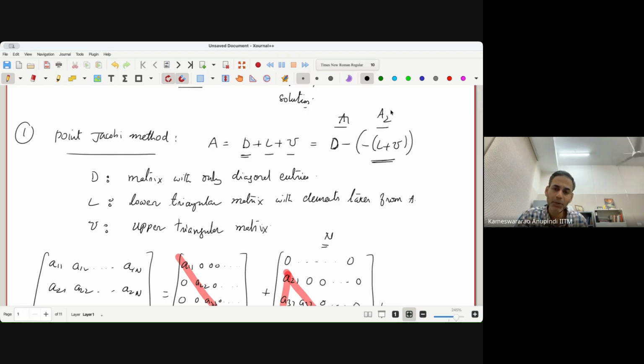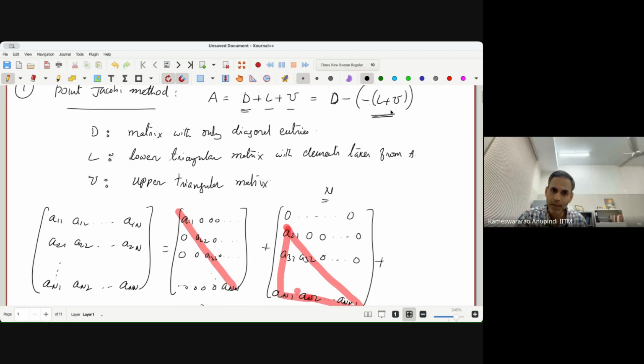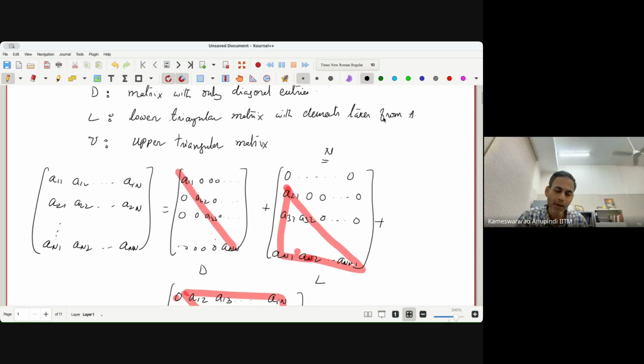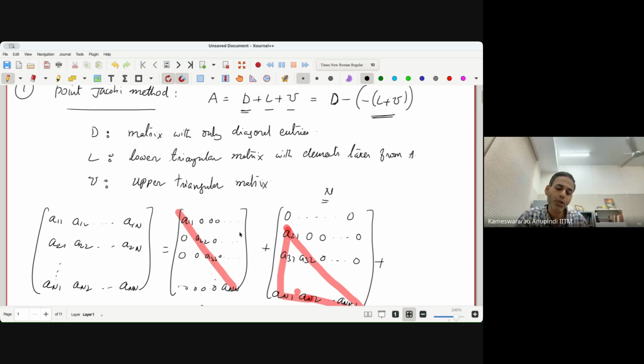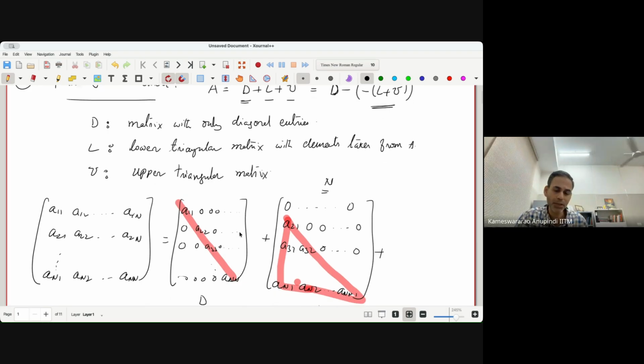We say it is the easiest possible because it is very easy to invert a diagonal matrix, right? The inverse of a diagonal matrix is simply a matrix with the diagonal elements being inverted. That means the inverse of this is going to be simply 1 by A11, 0, 0, 0, 0, 1 by A22, 0, 0, 0, and so on, right? So essentially it is very easy to invert a diagonal matrix. So the point Jacobi method is the simplest possible such decomposition.